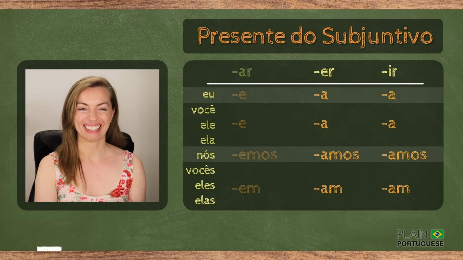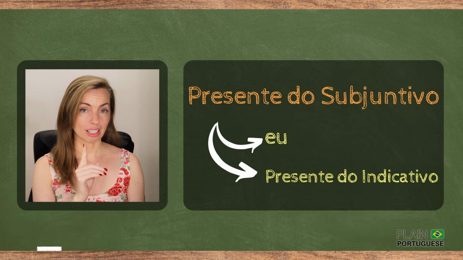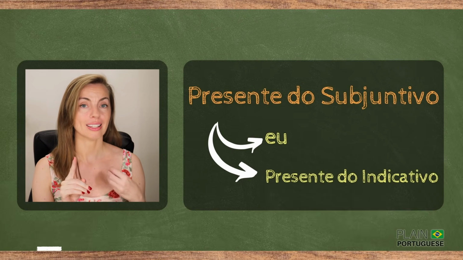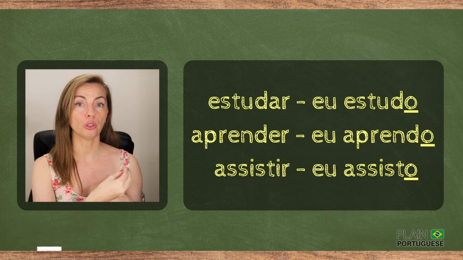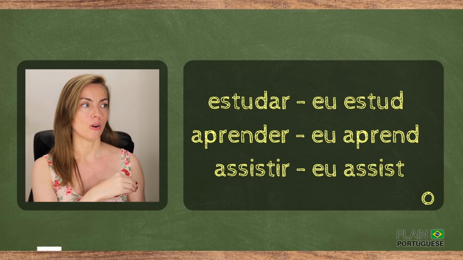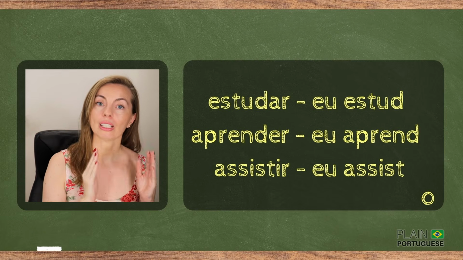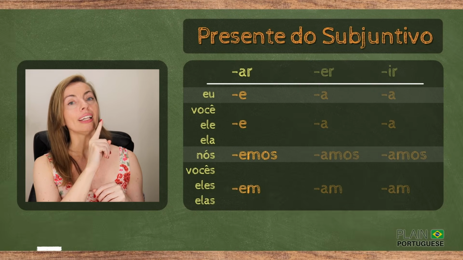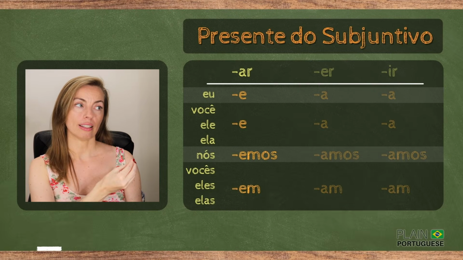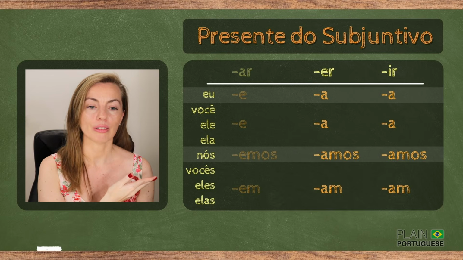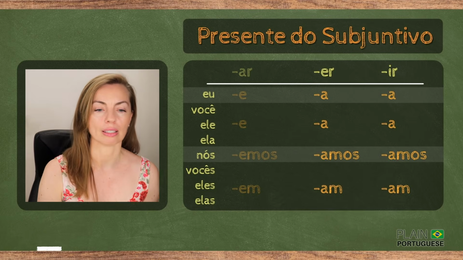Yes? So again, take the first person singular, eu, conjugated in the present indicative, eu estudo, eu aprendo, eu assisto, drop the final O and add the corresponding endings. AR ending verbs will take these endings. ER and IR ending verbs, these other ones. Well, since most sentences in the present subjunctive take the word que, I will add que to our practice.